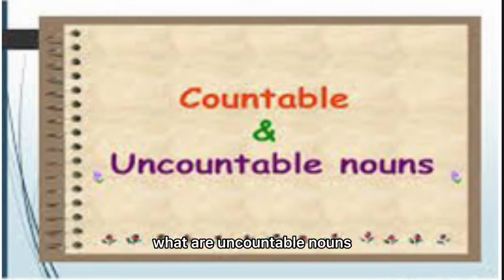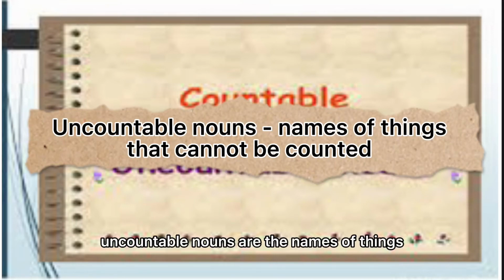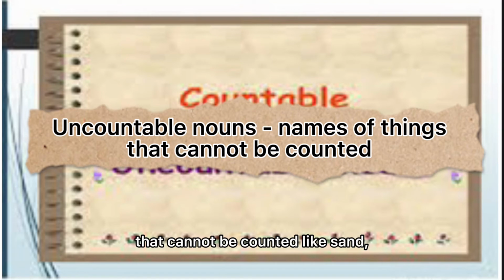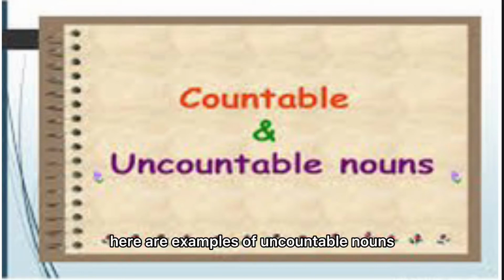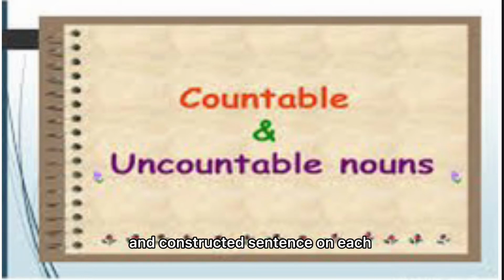What are uncountable nouns? Uncountable nouns are the names of things that cannot be counted, like sand, water, and salt. We use the words much or a little or a lot of with uncountable nouns. Here are examples of uncountable nouns and constructed sentence on each.